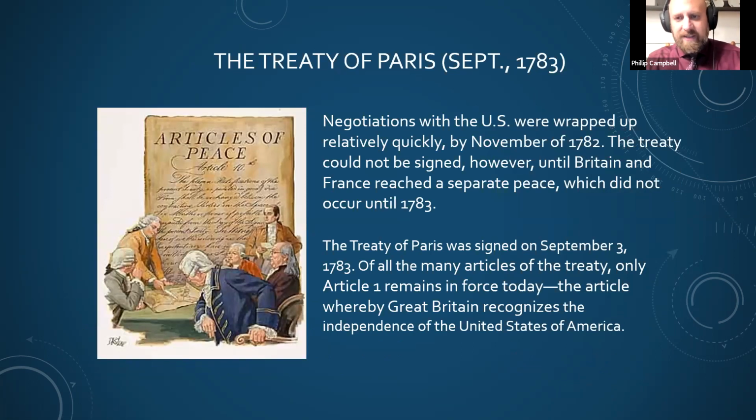So we get the Treaty of Paris. The negotiations with the US were wrapped up quickly by November, but this treaty couldn't be signed until Britain made its separate peace with France, which took a little while. But it was finally signed on September 3rd, 1783. Of the many articles of the treaty, the only article that is still in force today is Article 1, whereby Great Britain recognized the independence of the United States of America, still in force today.